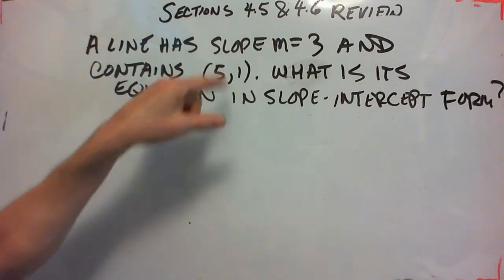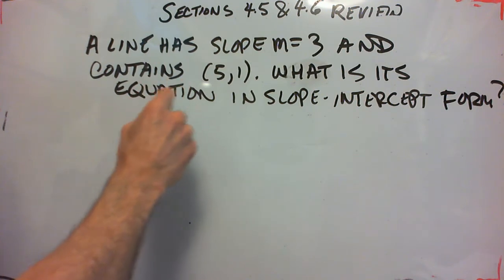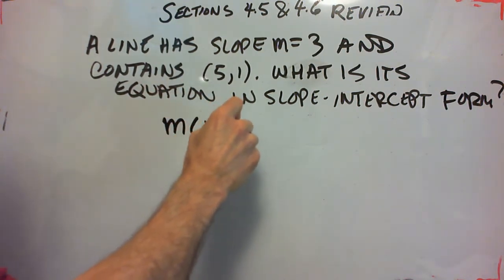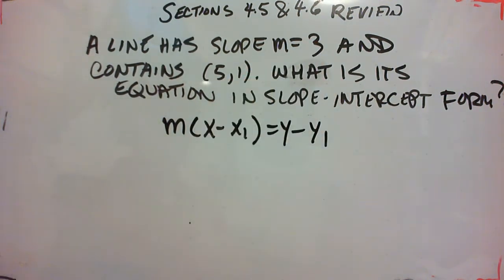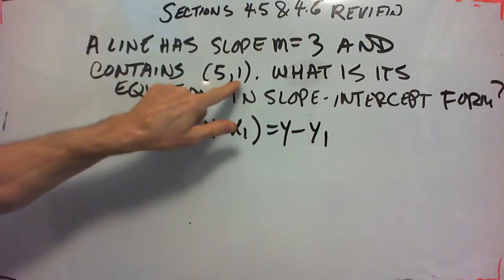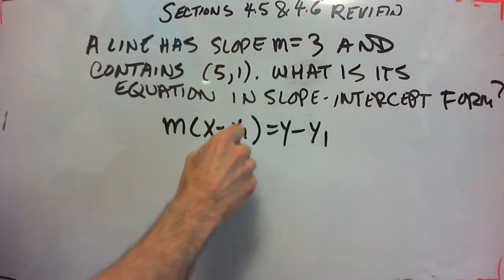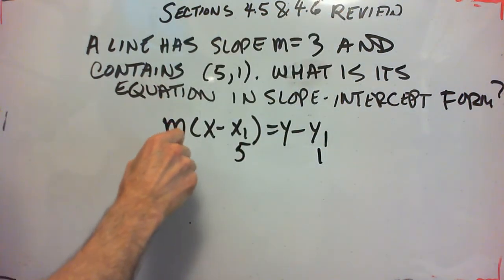Okay, a line has slope m equal 3 and contains the point 5, 1. What is its equation in slope-intercept form? Well, to answer this, we need to use the point-slope form, which is m times x minus x1 equals y minus y1. The x1 and y1 correspond to a specific point on the line, in this case 5, 1. So our x1 is 5, our y1 is 1, slope is 3.